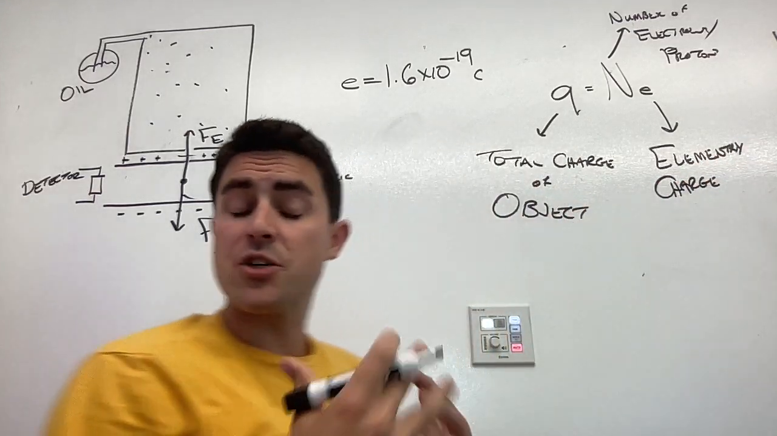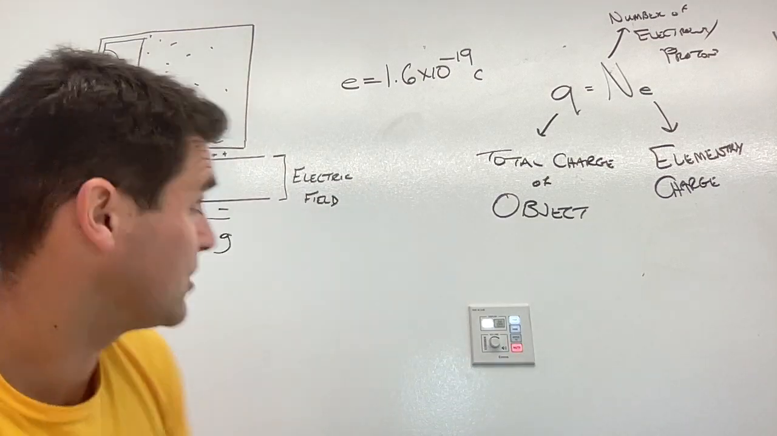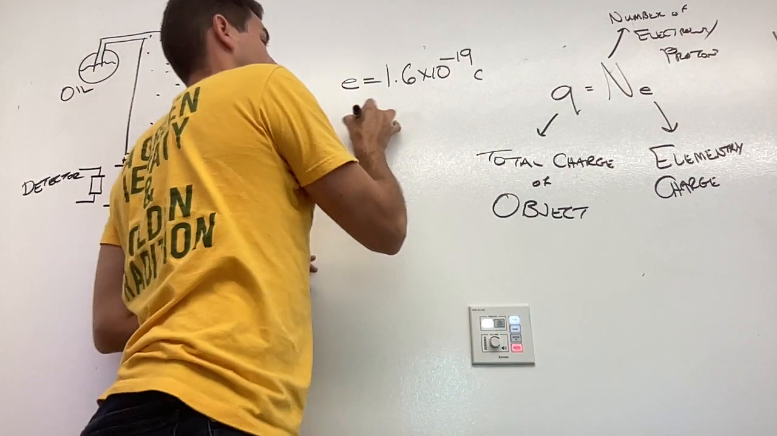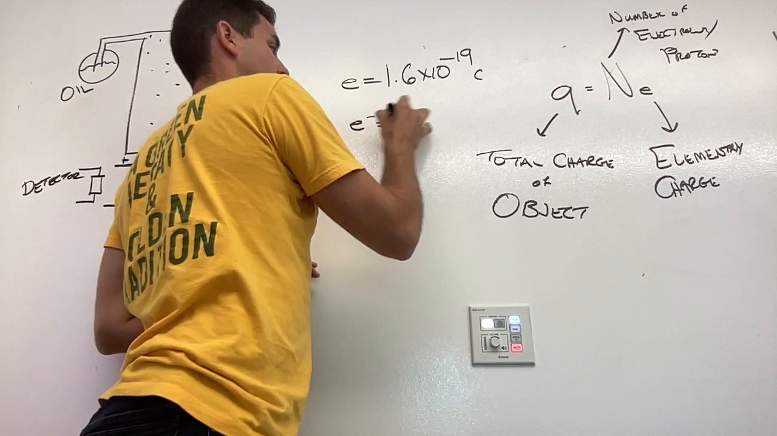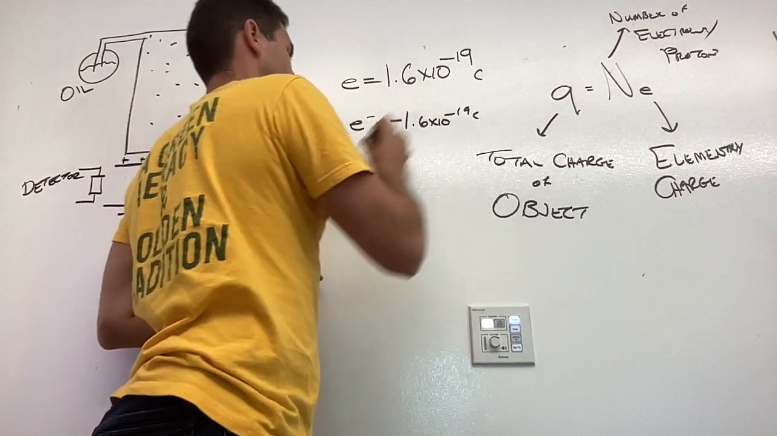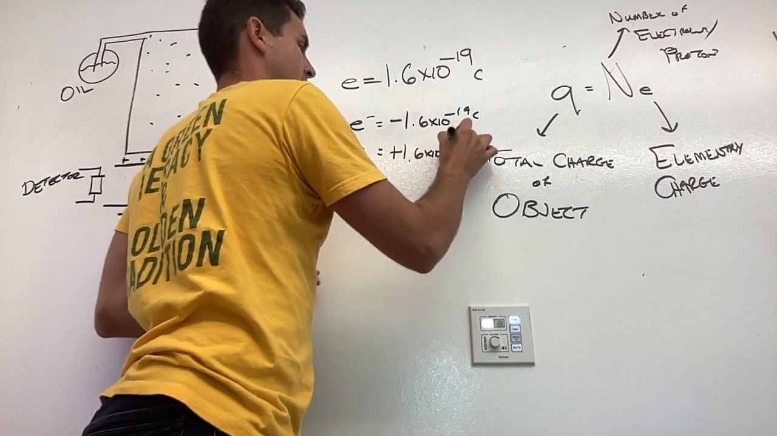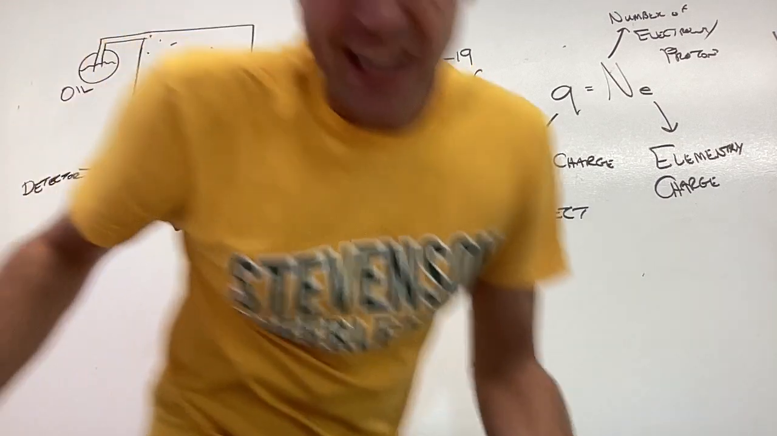That's the number that Roger Millikan discovered in his experiment. It's that 1.6 times 10 to the negative 19th, right? Now, if this is an electron, we already said, we would give this a negative 1.6 times 10 to the negative 19 coulombs. And if it's a proton, we would call it positive 1.6 times 10 to the negative 19 coulombs. This is how we kind of keep track of these numbers.